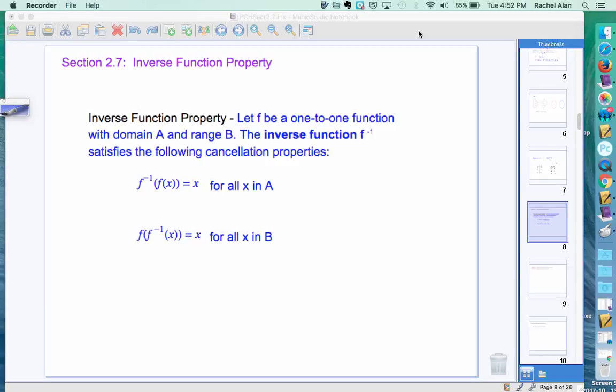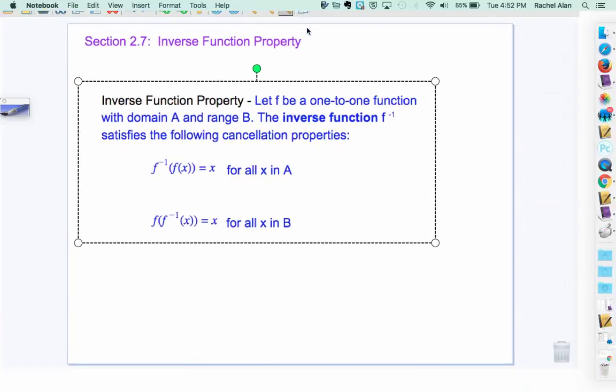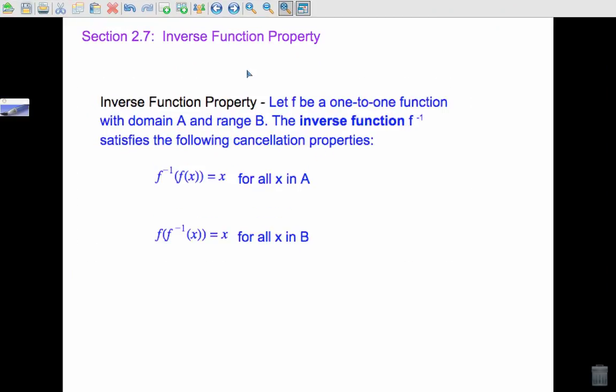Okay, this is part 2 of the notes on section 2.7. So section 2.7, the inverse function property. You want to write this down, the inverse function property. Let f be a one-to-one function with domain A and range B.